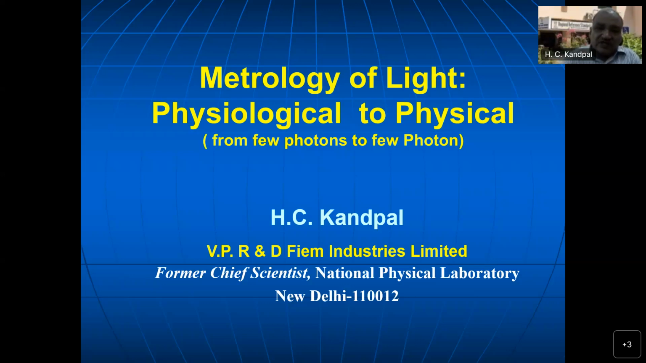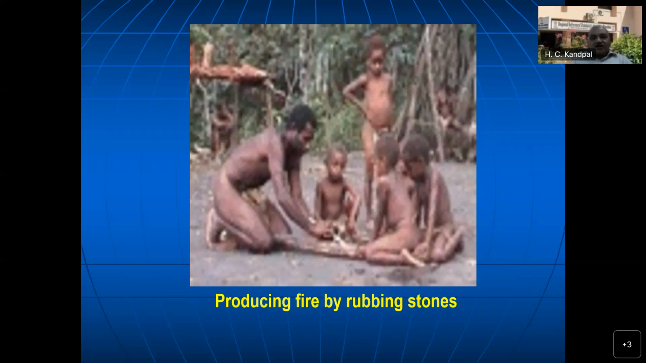So I'll be talking about this metrology of light, as I told you, that it extends from 380 nanometers to 780 nanometers. And I will be talking about artificial sources. We have a natural source of light, that is the sun, and it gives almost all parts of the electromagnetic spectrum. But I will be talking about the artificial light that is produced by human beings.